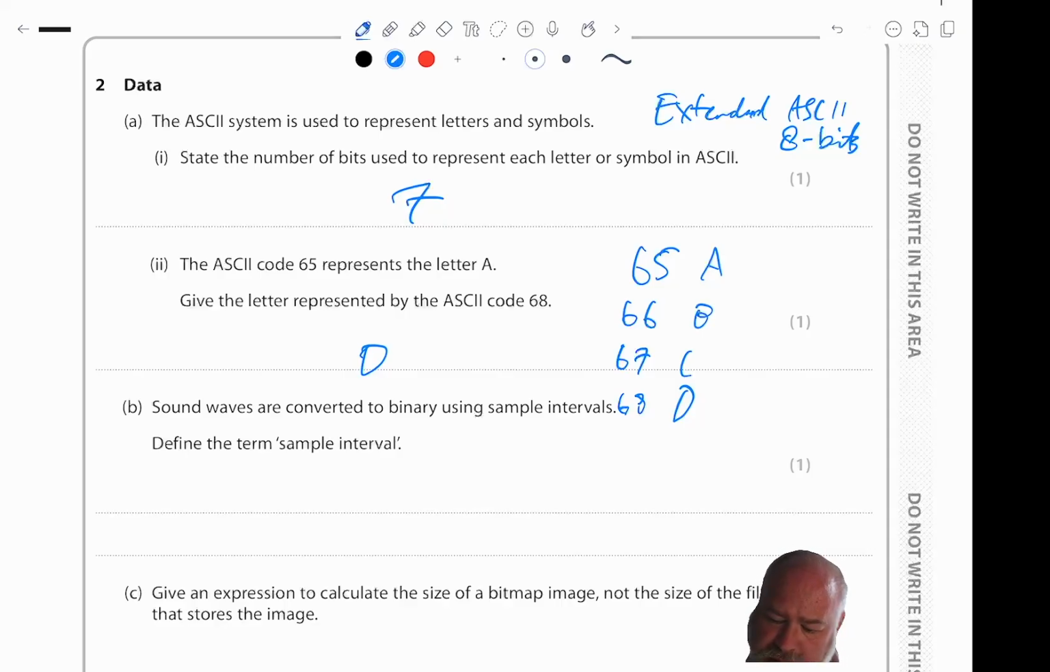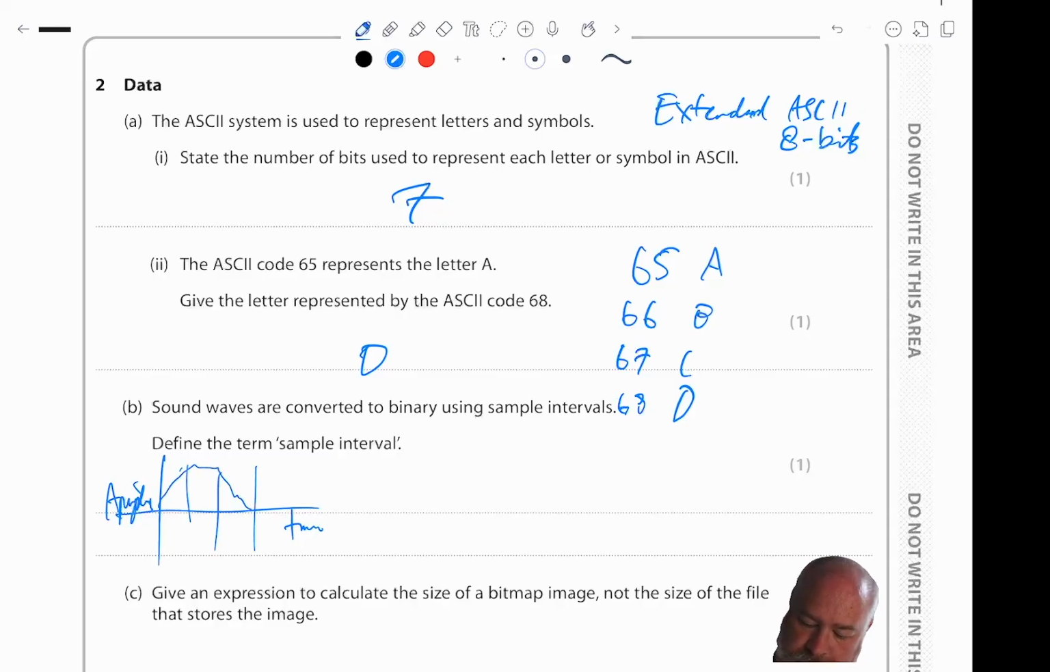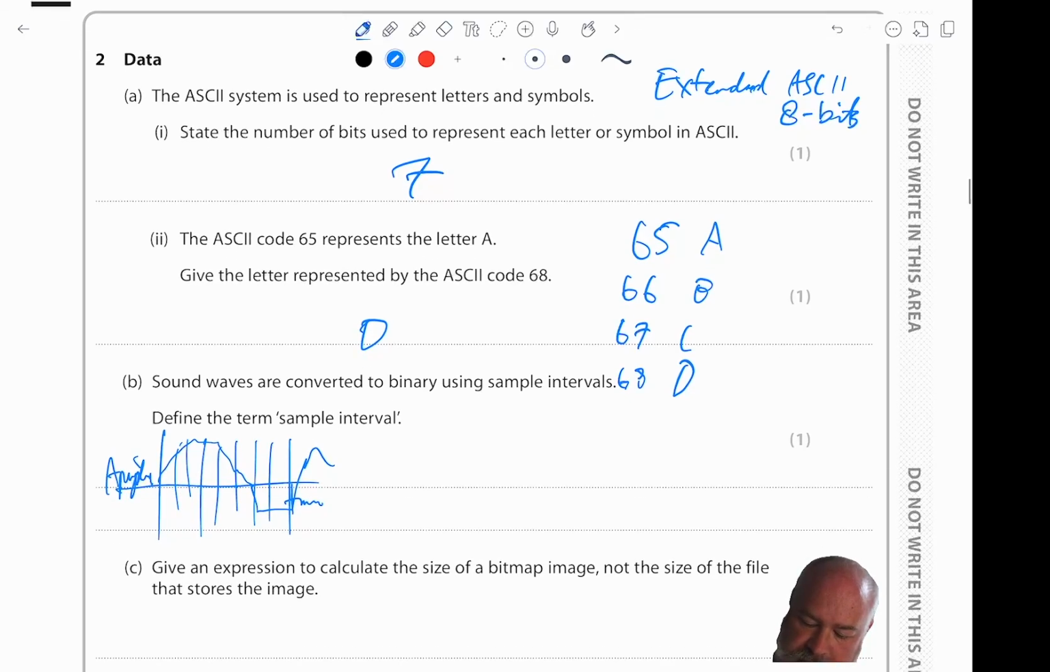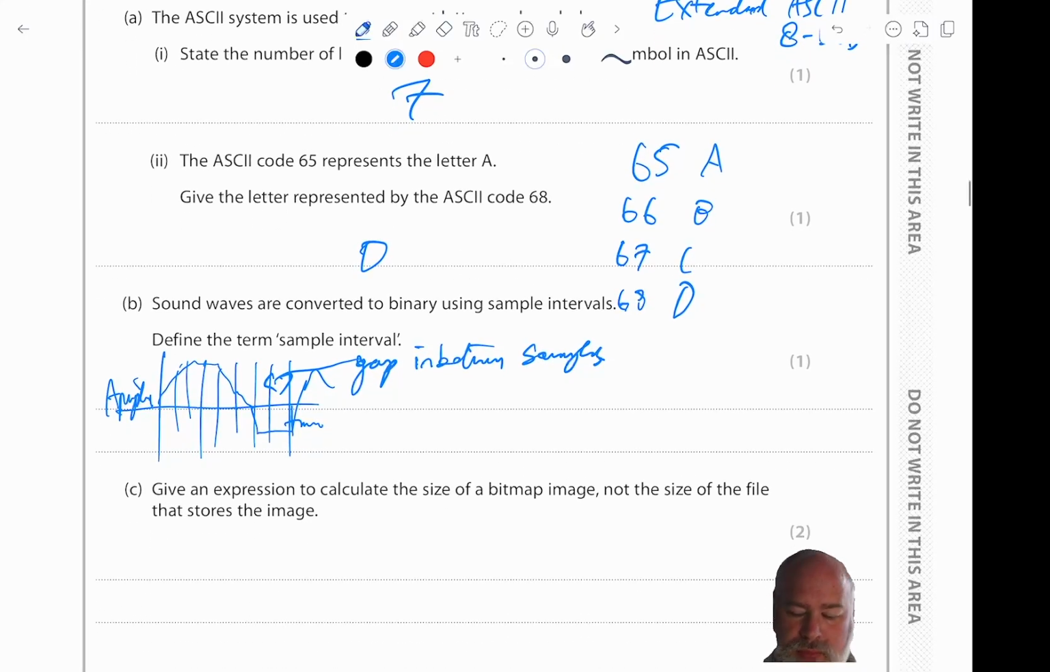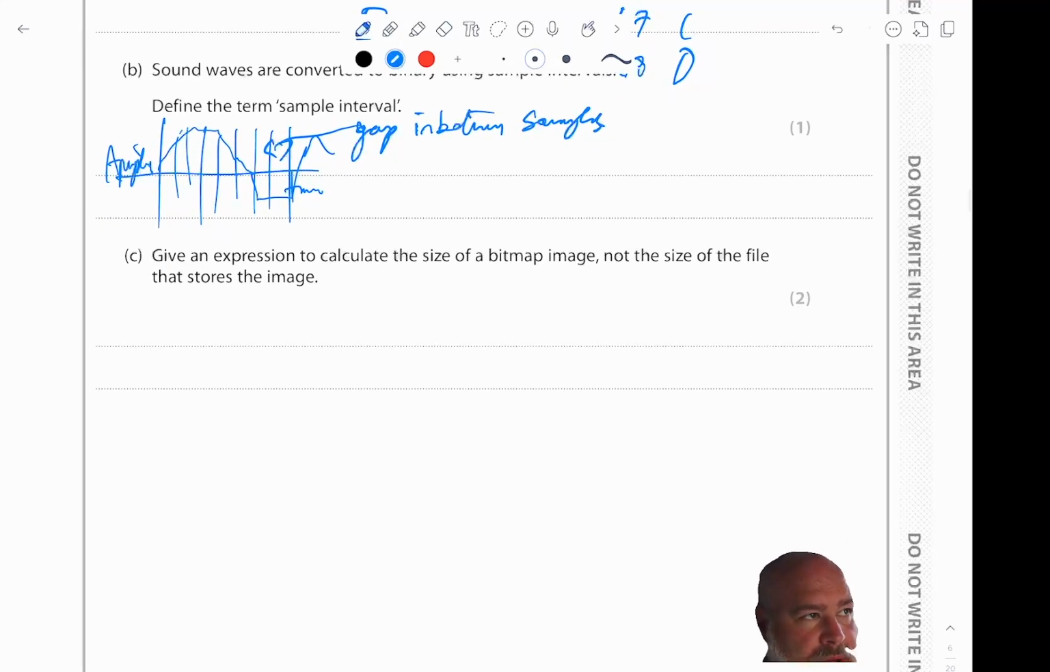Sound waves are converted to binary using sample intervals to define the sound. So if you've got amplitude over here and you've got time and you've got the snapshots of your sample, whatever it is, how many snapshots you have, the interval is the gap in between. So it's the gap in between samples. That's the interval. You could say the time measure as well.